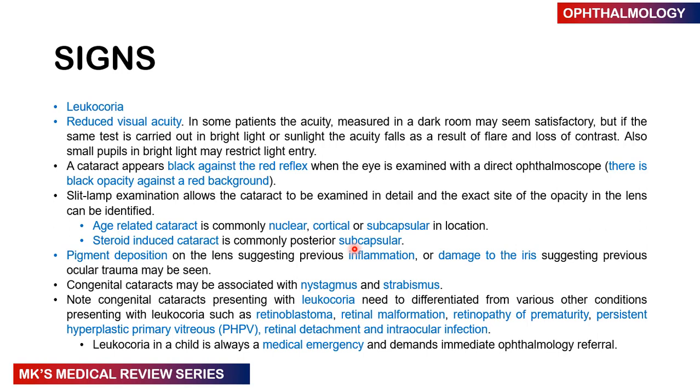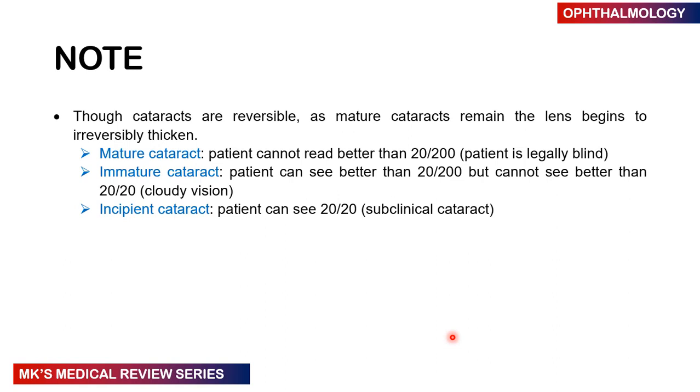So like I've mentioned, here are some of the differentials for leukocoria: retinoblastoma, retinal malformation, retinopathy of prematurity, persistent hyperplastic primary vitreous, retinal detachment, and even intraocular infections. So leukocoria in a child is always considered a medical emergency, and an ophthalmologist should examine this child.